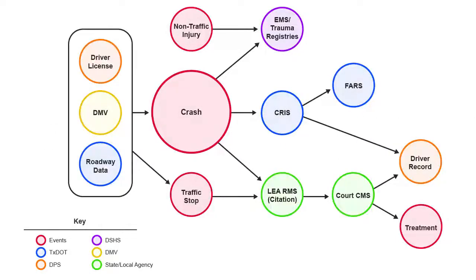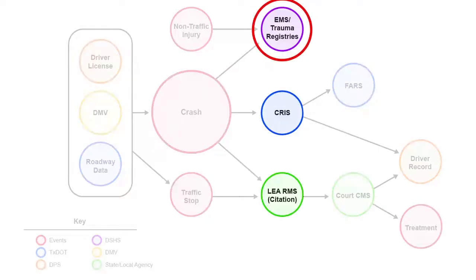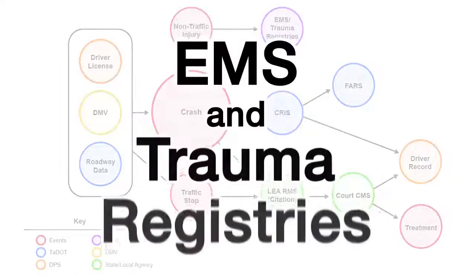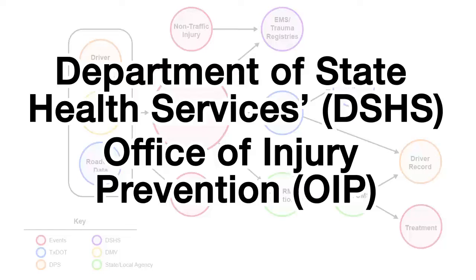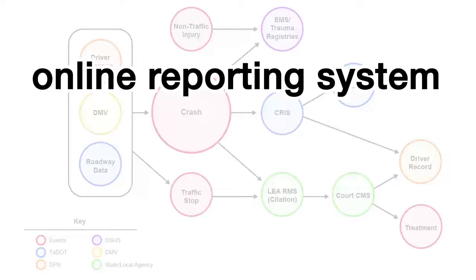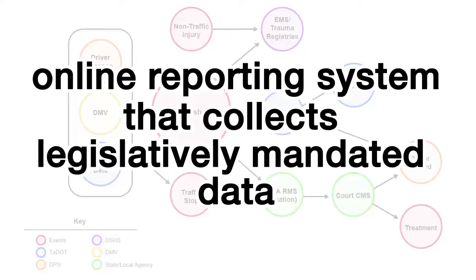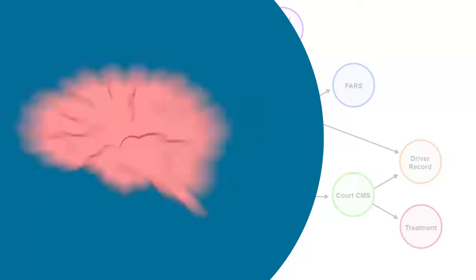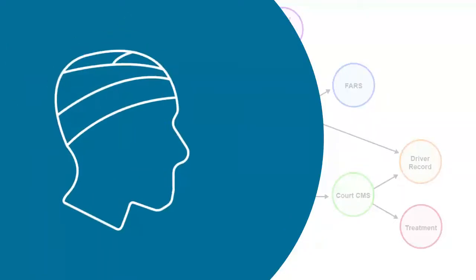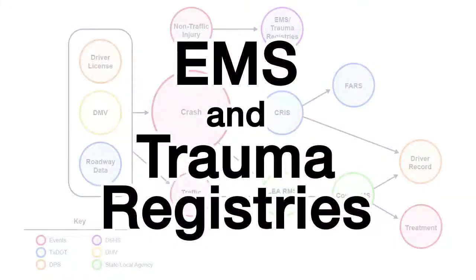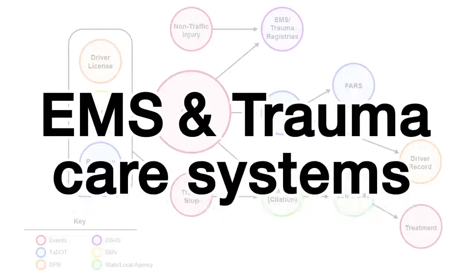Crash data flows into three primary registry types: EMS or trauma registries, CRIS, and local agency record management systems. The EMS and trauma registries are managed by the Department of State Health Services Office of Injury Prevention. The Texas EMS and trauma registries is an online reporting system that collects legislatively mandated data on all EMS runs, traumatic brain injuries, spinal cord injuries, submersions, and other traumatic injuries based upon a specified criterion. The purpose of registries is to monitor and analyze the EMS and trauma care systems.